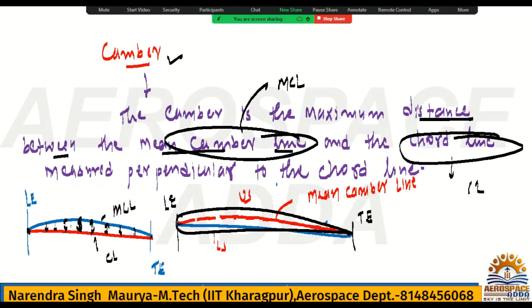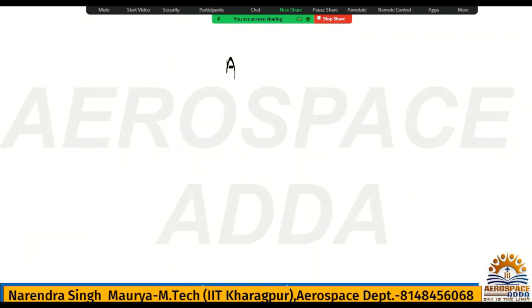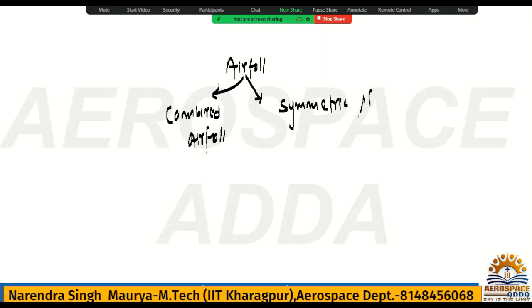Now the camber line and chord line are different for the cambered airfoil. Based on this, we have types of airfoil: cambered airfoil and symmetric airfoil. Understood? So there are two types of airfoil. What are they called? Cambered airfoil and symmetric airfoil. How will they be differentiated? We have only two things to check.